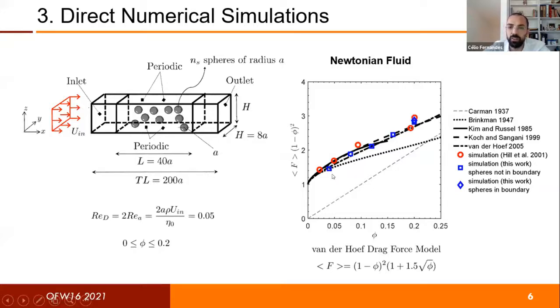And we compare the results that we obtained with a finite volume solver with the results from Hill et al., which were computed with a lattice-Boltzmann method. Okay, and also we compare with several closure laws in the literature for the Newtonian fluid. We see that our results are very similar to the lattice-Boltzmann results from Hill and to the results from the literature. But we keep in mind that the most recent result in the literature was given by Van der Hoef, and the Van der Hoef drag force model is given here at the bottom. This is an expression that we will extend for viscoelastic fluids.